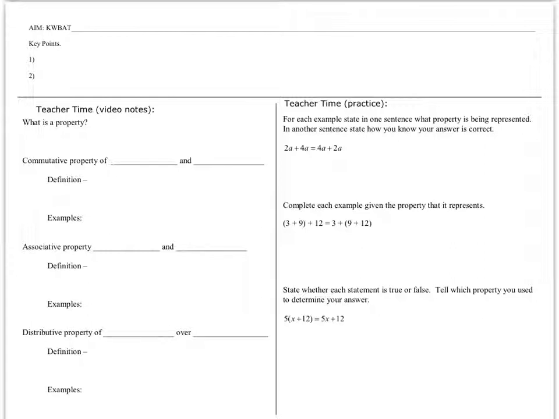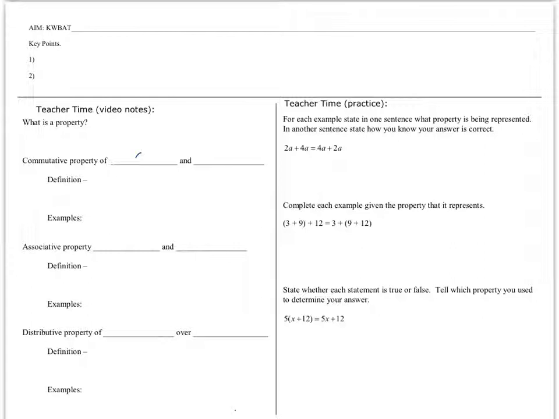So the first thing we're going to do is watch a 15 or so minute video, which will kind of give us some reminders and some examples about commutative, associative, and distributive property. So make sure that you're previewing the notes and what you're being expected to write down while I pull up the video.